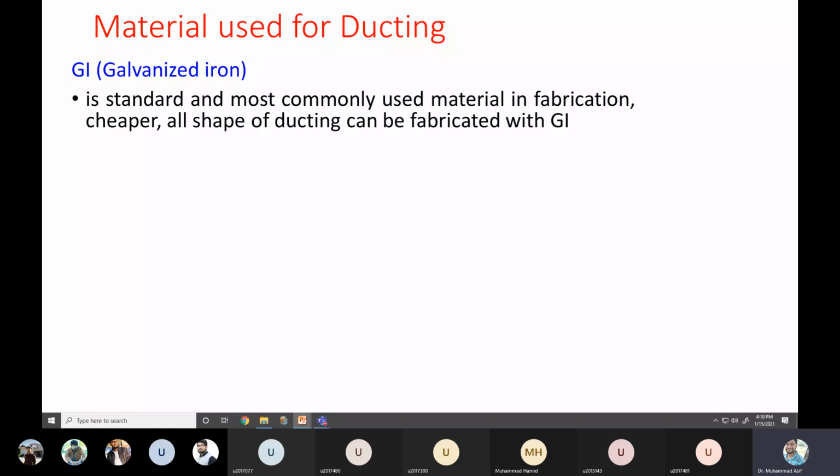Normally, the mostly used material for the ducting is galvanized iron. This is a standard material for the ducting, right? And this is mostly used in fabrication of the ducting material. They can be fabricated in all shapes, round, square, and oval. So all of the shapes can be easily manufactured with that kind of material. As you can see, this is the galvanized iron that is used for fabricating the ducting materials.